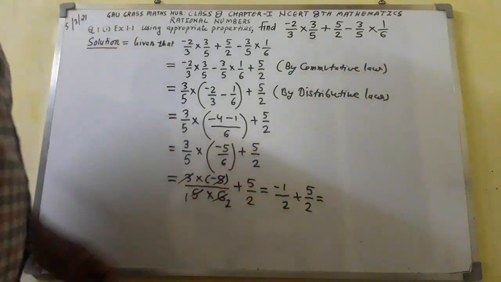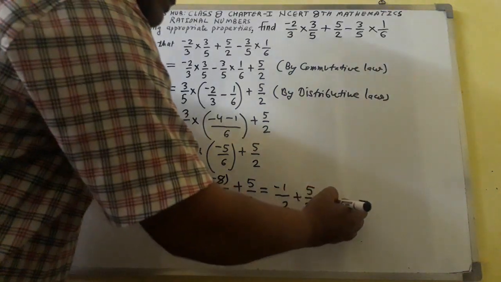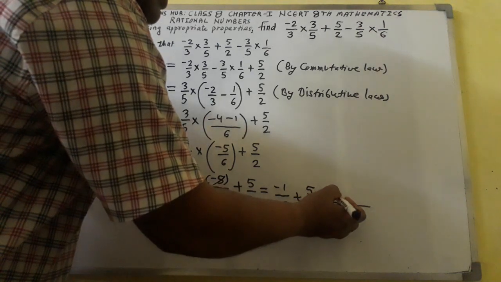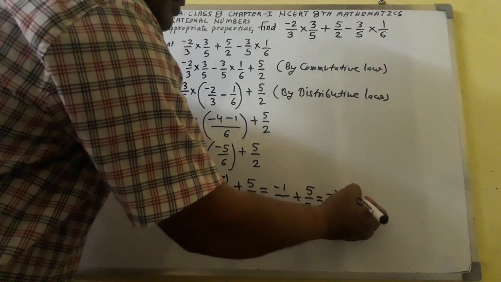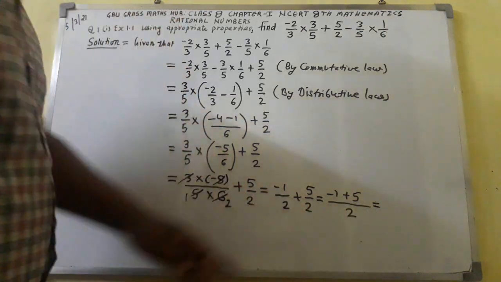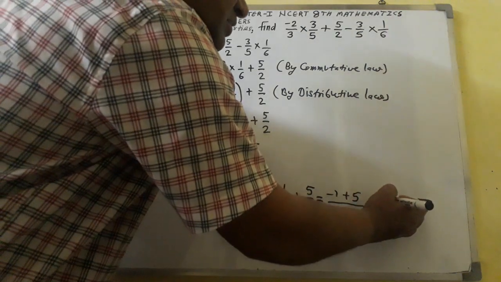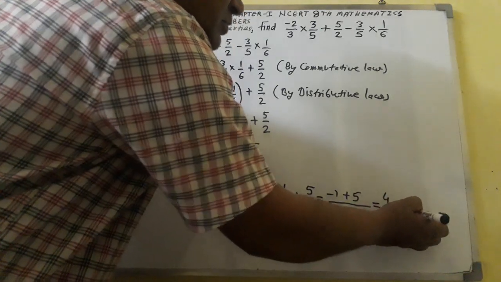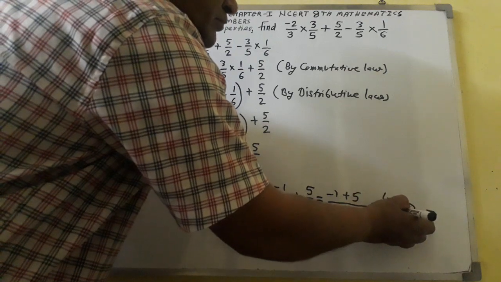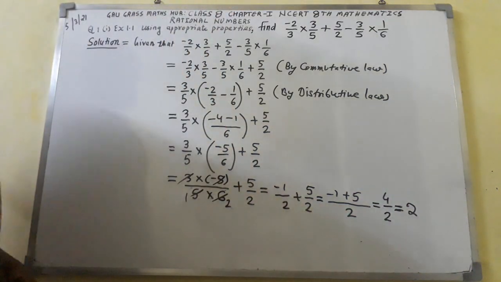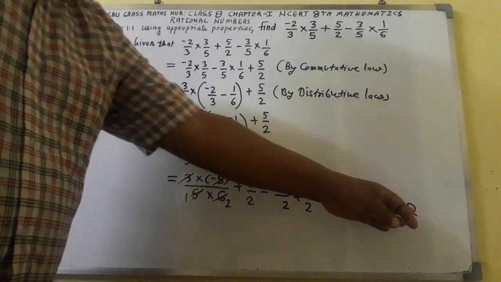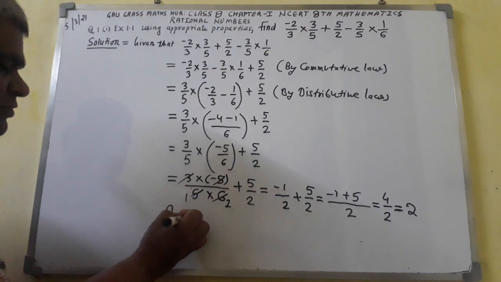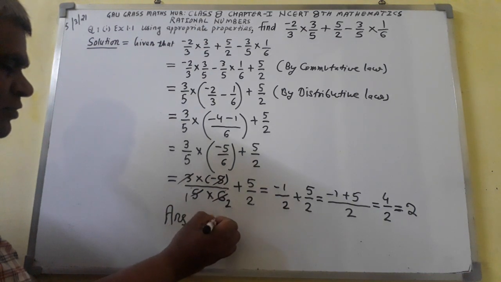Take LCM as 2. Minus 1 plus 5 comes out to be 5 minus 1 which comes out to here 4 over 2, equal to 2. The answer you have got here is 2. So here I shall write answer equal to 2.